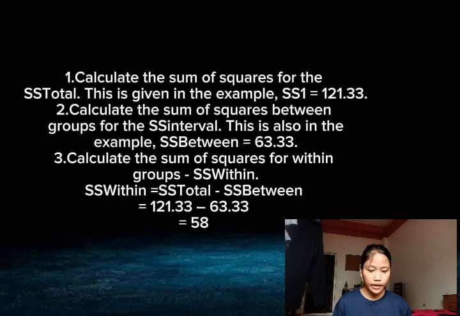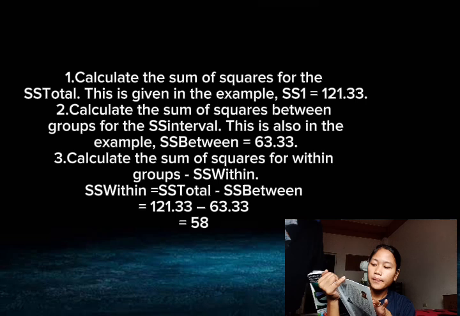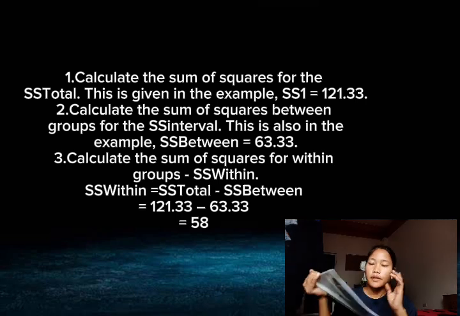Next is number 3. Calculate the sum of squares within the groups, which means calculating the sum of squares within the groups only. This is called SS within, which measures the variation within each group. SS within is equal to SS total minus SS between. This is also a way of solving it.